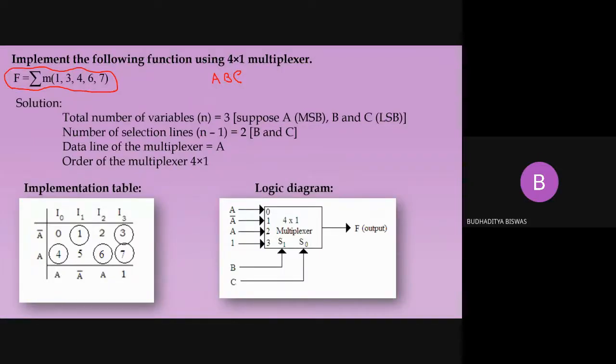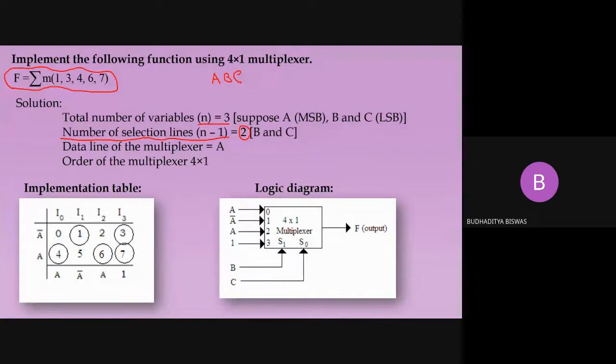Okay, so these A, B, C are the variables where A is the MSB, C is the LSB. So the total number of variables n is equal to 3. Now, the number of selection lines of the multiplexer should be n minus 1. Here n is the number of variables in the given function, and in this example it is 3. So 3 minus 1 equals 2, so 2 should be the selection lines of the multiplexer.